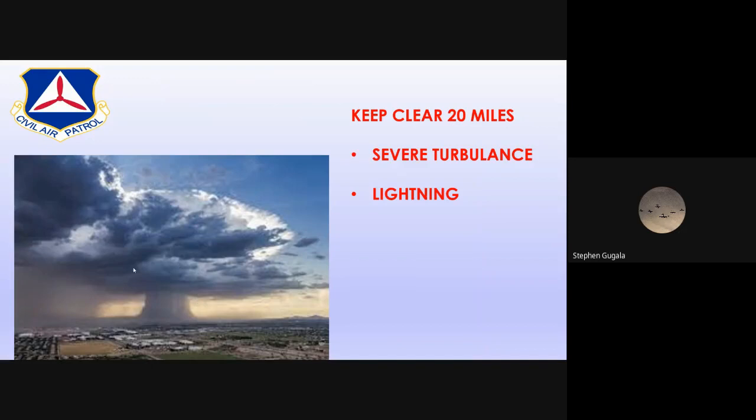And this is a fantastic picture, as you're assuming that the worst of this thing is in the center of the dissipation. You may be tempted to come around the thunderstorm through any of these gaps underneath the shelf of the clouds. It's not a good idea. You can still experience severe turbulence and wind shear and wind changes in this area, and lightning. So you want to give these things a wide berth of about 20 miles.